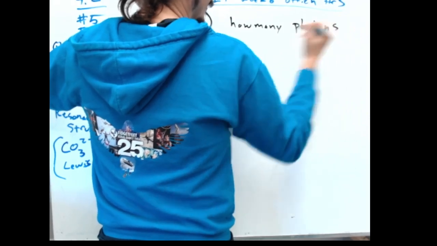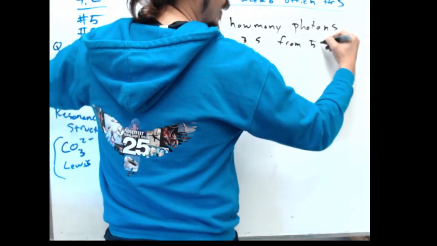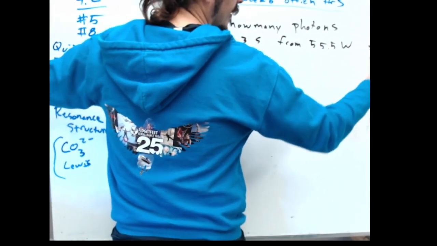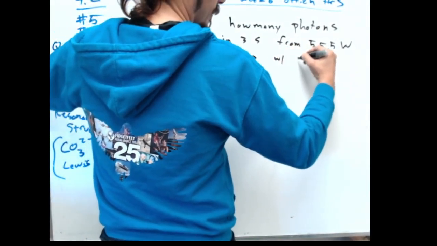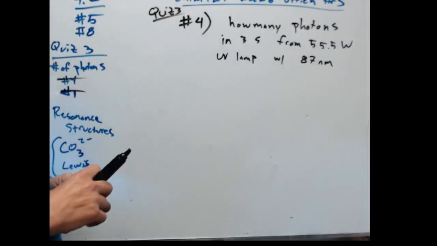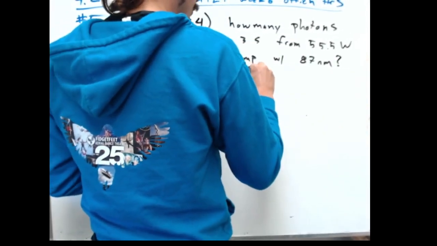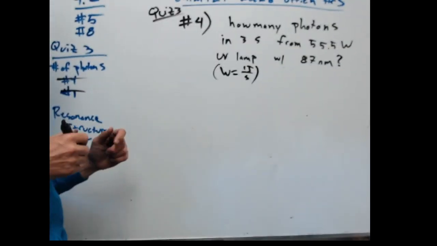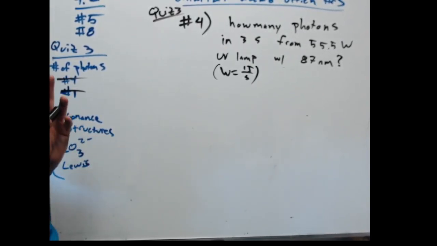Oh, hang on a second. A 55.5 watt UV lamp that produces 87 nanometers of light. Okay. And I think it also tells you a watt is equal to 1 joule per second. Okay. Because that's a physics thing. I don't expect you to memorize that. Okay. We need 2 important equations to do this problem.